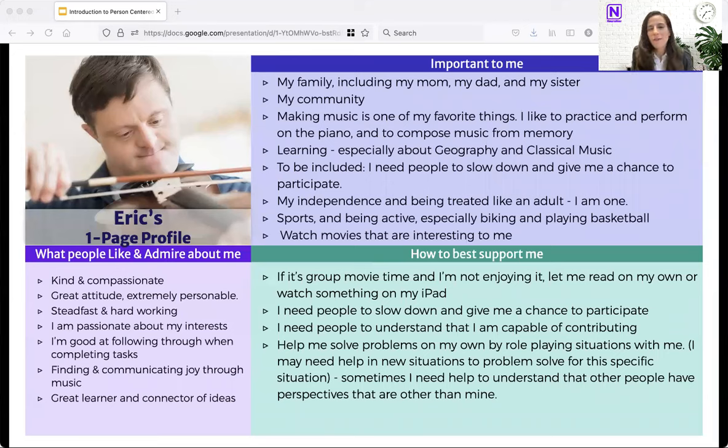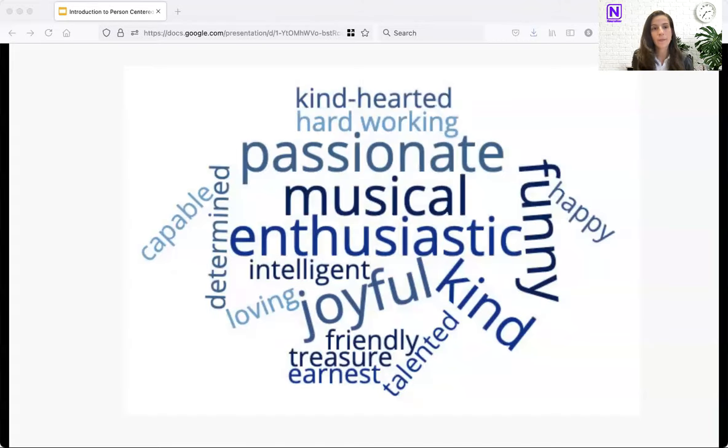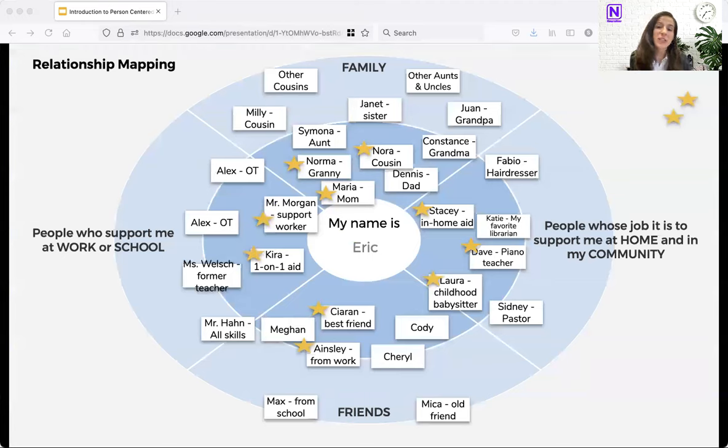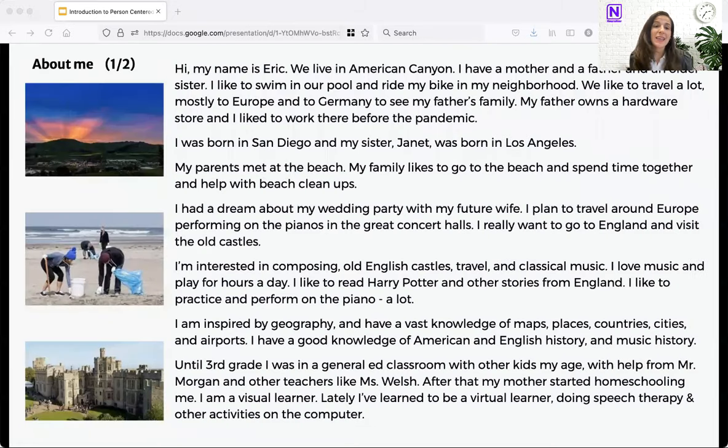This is like the cover of your person-centered plan. This is a great way for new people in your life to get to know you better and to know how they can support you if you're struggling. Then we do a word cloud based off of the things that people in your life like and admire about you. And a relationship map. This is the one we were talking about earlier, and we'll show you how to make this in a minute. Then a description of you.